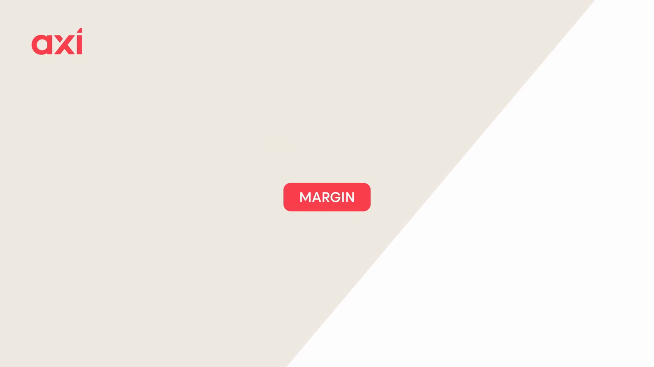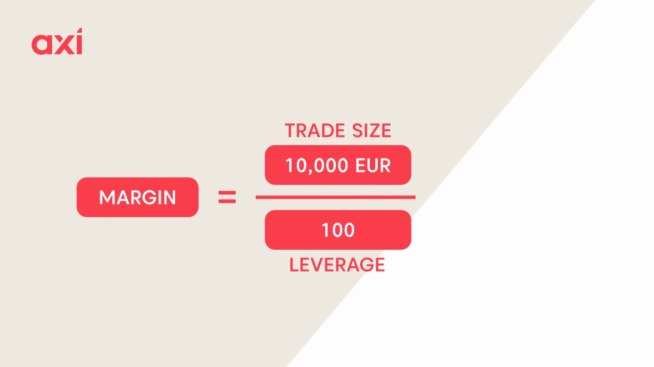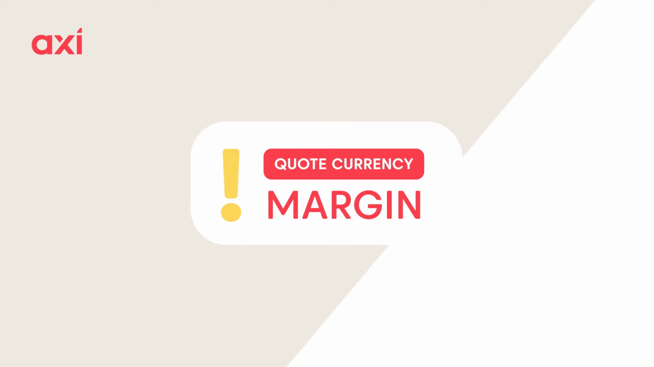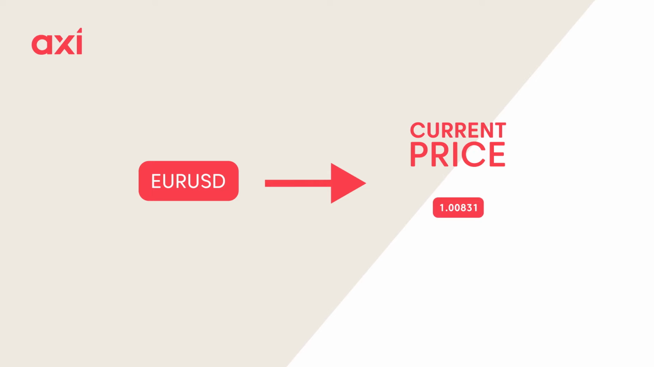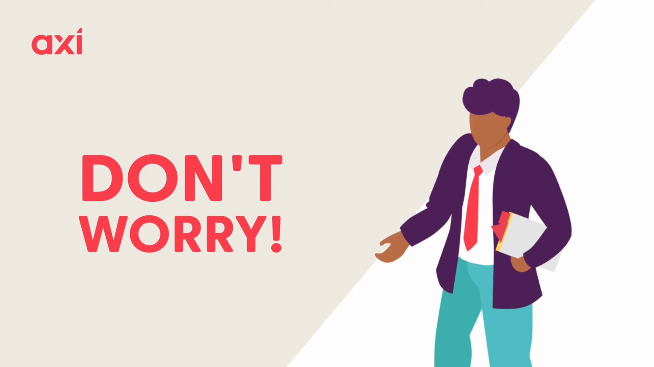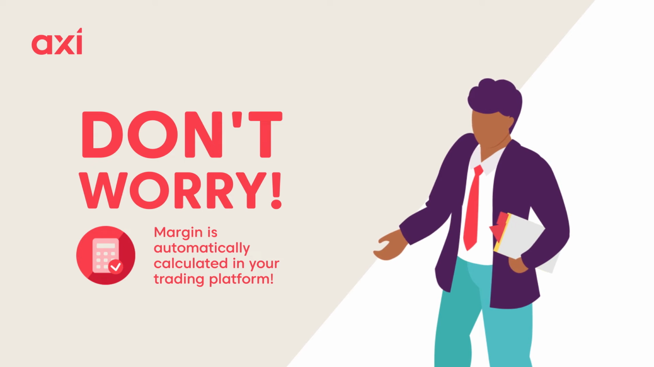In this case, your required margin would be your trade size, that's 10,000 euro, divided by the leverage, which is 100. That equals 100 euro. But remember that the margin is calculated in the quote currency, which in our example is USD. Let's assume the current EUR/USD price is 1.00831. That means the required margin is 100.83 USD. If this still seems a bit confusing, don't worry, because margin is automatically calculated in your trading platform. But it's always good to understand how these things work.